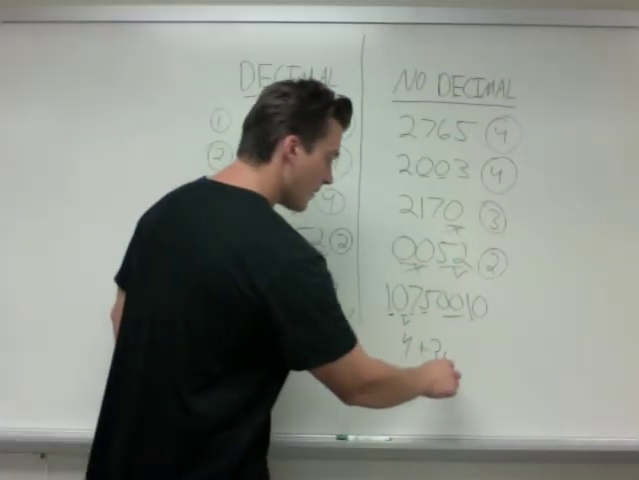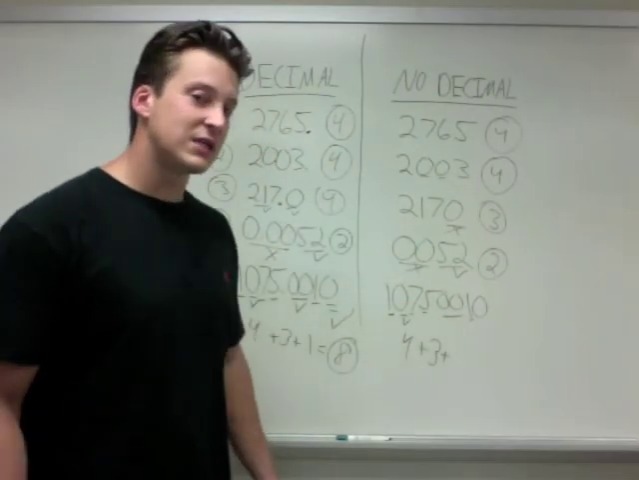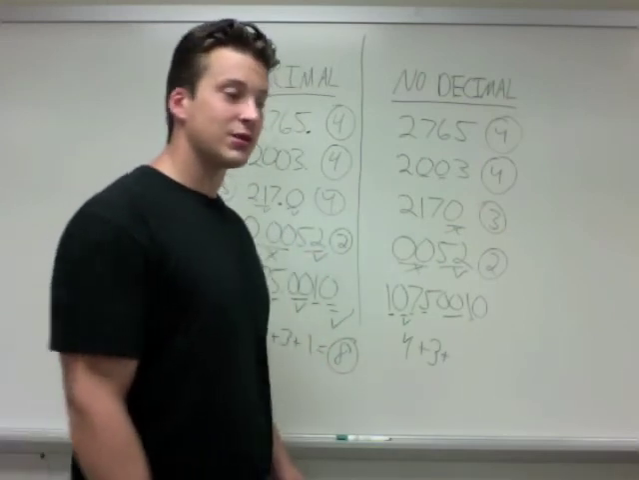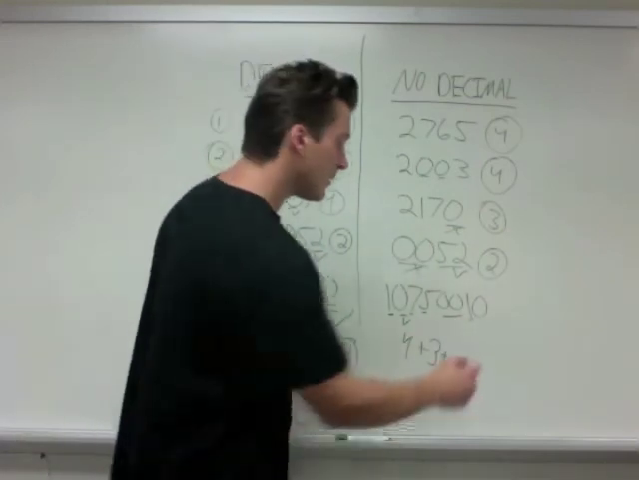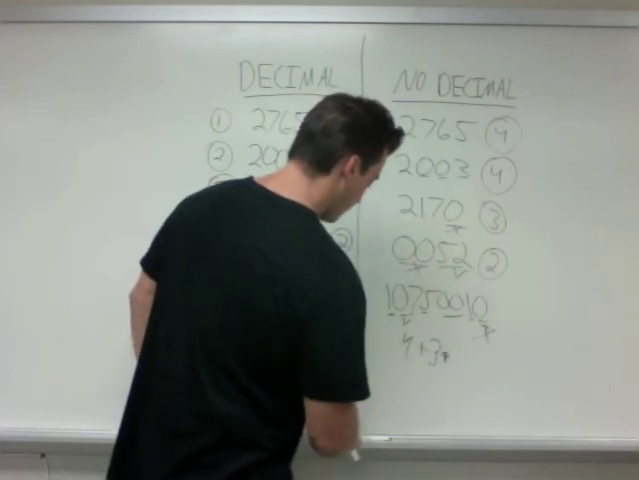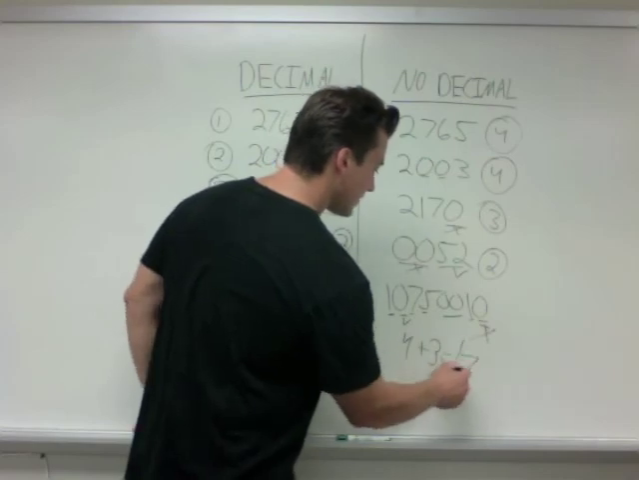Then, lastly, that's a trailing 0. But there is no decimal present. According to rule number 3, those zeros do not count. They are not significant. So this one does not work out. So it's just 4 plus 3. It should be 7 significant figures.